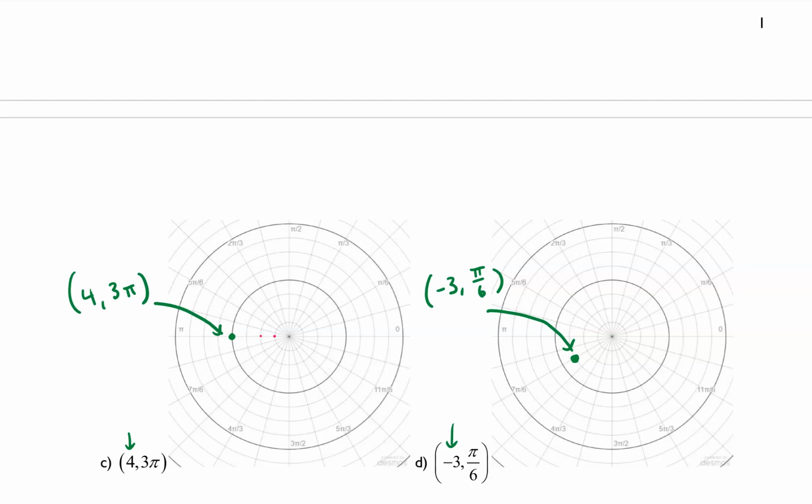So again, it's important to note that if your R value is negative, you want to go in the opposite direction of your line segment.